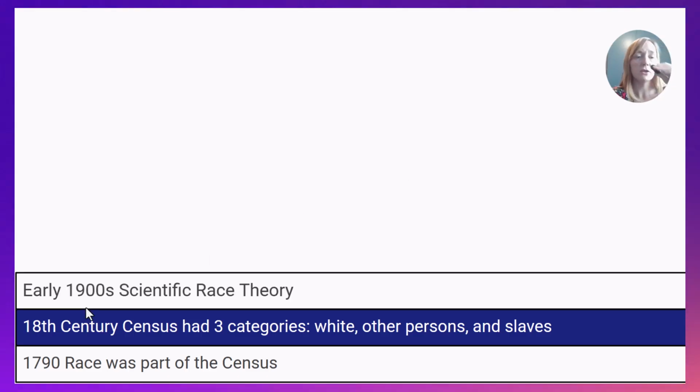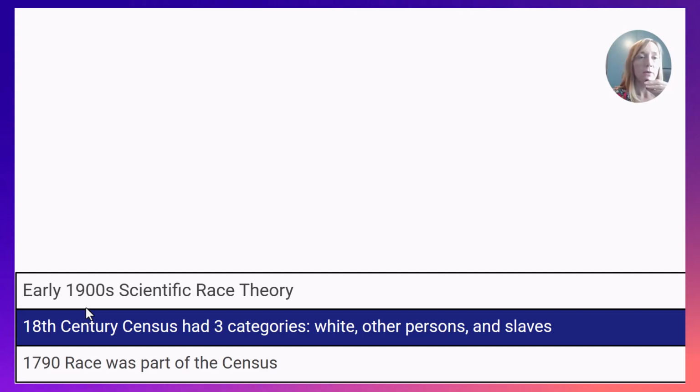All right, moving forward into the early 1900s, we had the scientific race theory come about. And what the scientific race theory is about is the idea that there is some kind of biology or predisposed abilities attached to your skin color.